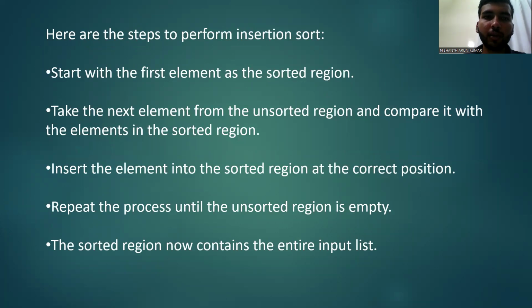Here are the steps to perform insertion sorting. Start with the first element as the sorted region. Take the next element from the unsorted region and compare it with the elements in the sorted region. Third step is insert the element into the sorted region at the correct position. Fourth step is repeat the process until the unsorted region is empty. And the last, fifth step is the sorted region now contains the entire input list.